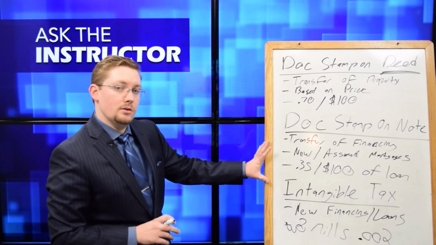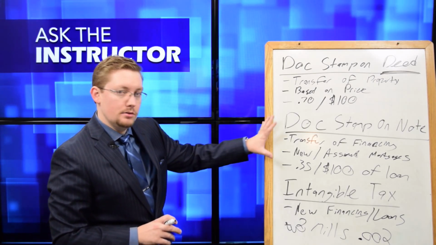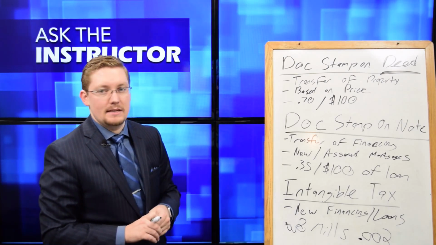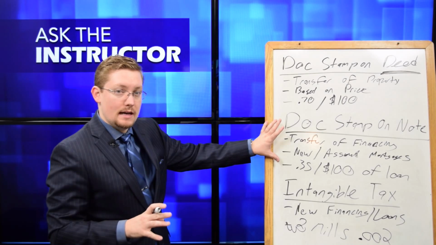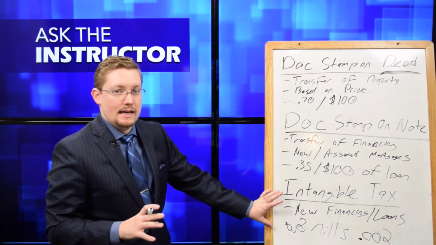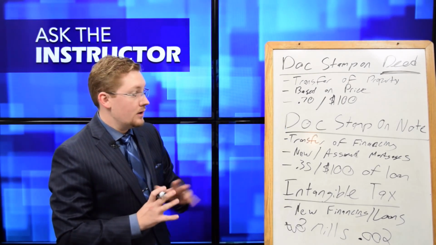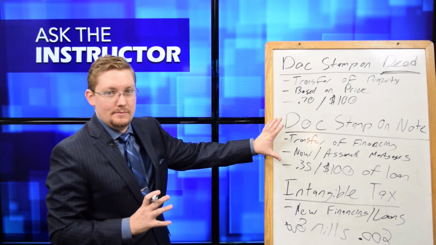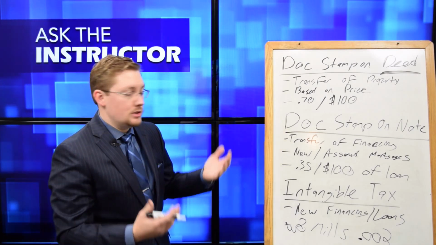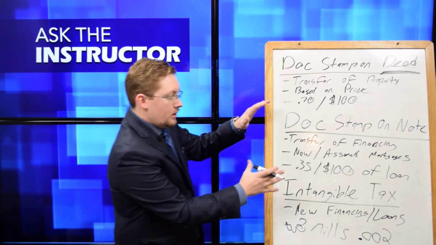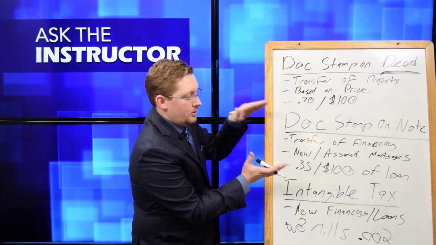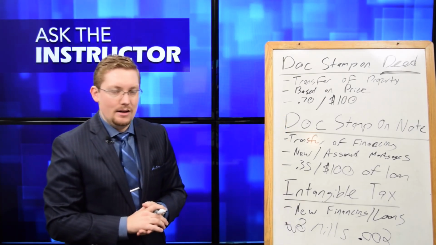If there's any assumed loans, you're also going to calculate the new and assumed loans on the documentary stamp tax on the note. But if it is a new loan and only a new loan, you're still going to charge the doc stamp on the note as well as the intangible tax. If it's only an assumed loan, you're just charging the documentary stamp tax on the note. And if you have a combination of the two, then again, you're going to apportion it as necessary. For your new loans, you're going to charge both of them. For your assumed loans, you're just charging the documentary stamp tax on the note.